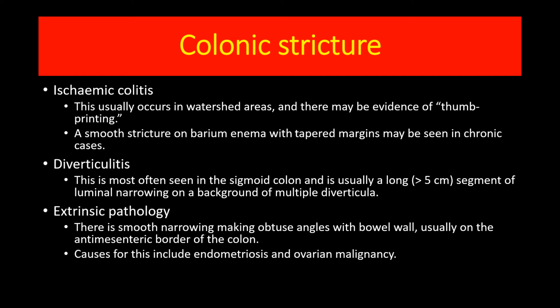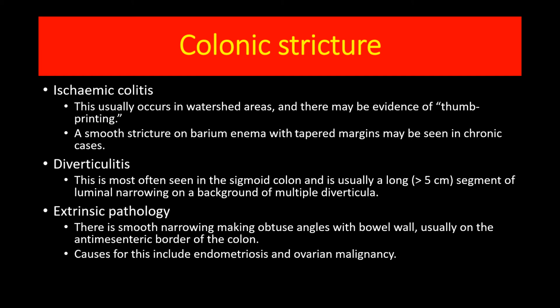Also, there can be some inflammatory pathologies like Crohn's disease, which can cause long segment strictures. Ischemic colitis will also cause a long segment stricture. Diverticulitis also causes a long segment stricture, but ischemic colitis will have a classical thumb printing sign, and in diverticulitis we can see the outpouching of the lumen of the colon. Ischemic colitis, diverticulitis, and Crohn's will all have long segment bowel strictures.